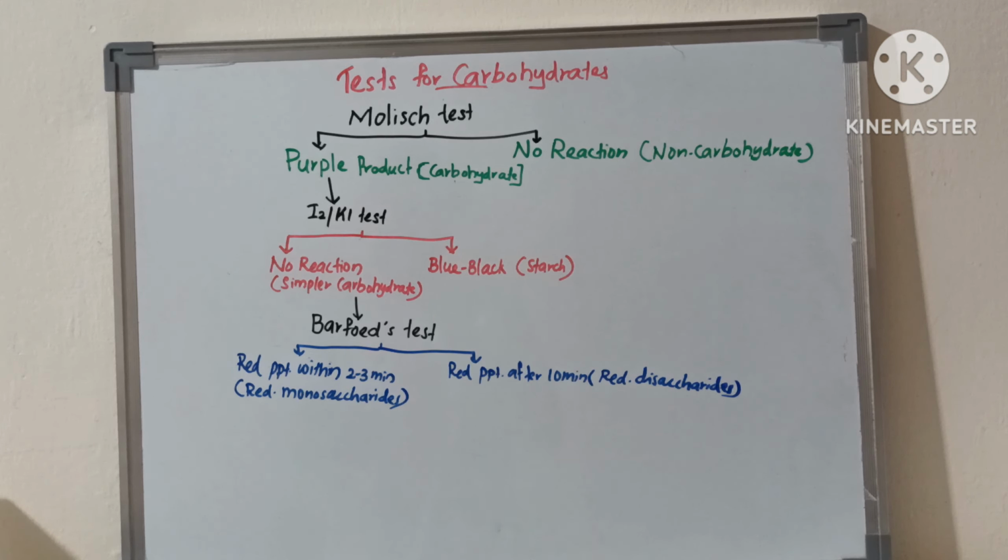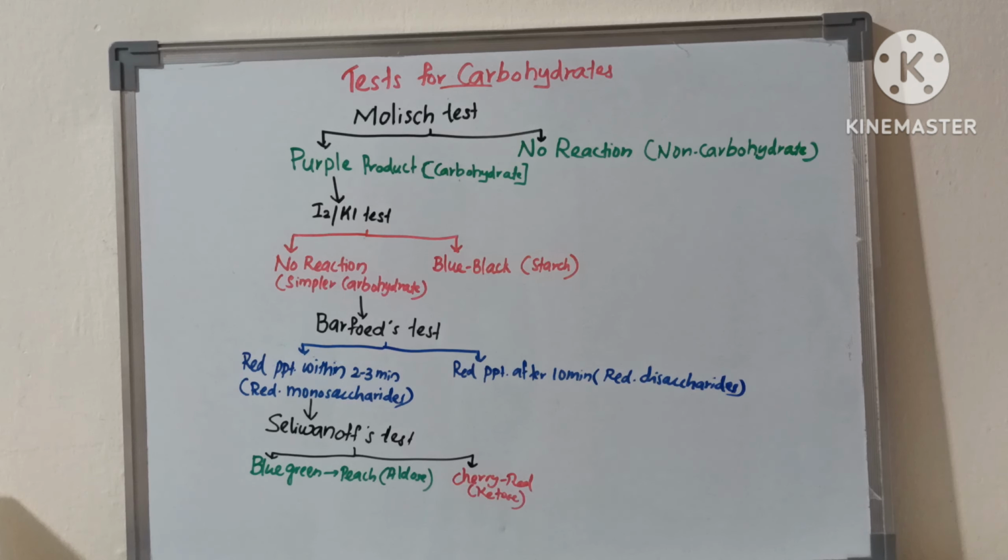The presence of red precipitate indicates the presence of reducing monosaccharide in the sample. If the color appears within 2 to 3 minutes, the sample contains reducing monosaccharides like glucose or fructose. If the color appears later than 10 minutes, it means the sample contains reducing disaccharides. That is Barfoed's test. Next one is Sullivan's test.